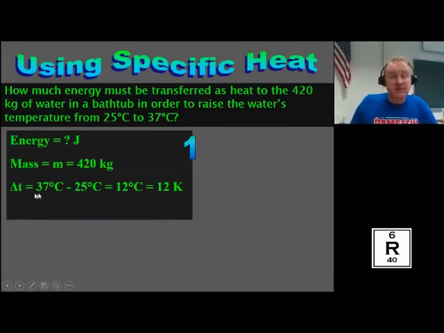So the change in temperature is 37 minus 25 degrees Celsius, which is 12 degrees Celsius, which happens to also be 12 Kelvin. Now this confuses people, so I'm going to walk you through this. A change in Celsius is equal to a change in Kelvin. And I know that I told you that 37 degrees minus 25 degrees equals 12 degrees Celsius.